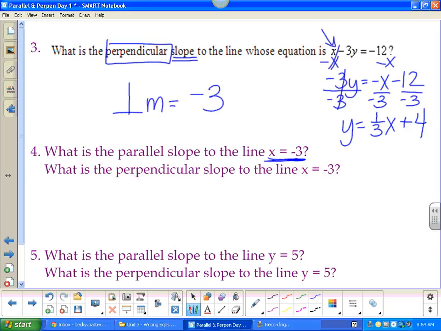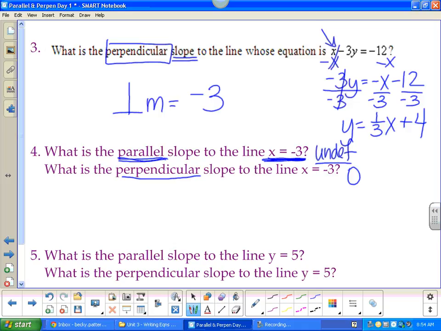What is the slope of a vertical line? Undefined. Well, if I want to be parallel to that, then my slope needs to be undefined. So again, this is a vertical line. Its slope is undefined. If I want to be parallel to it, then my slope needs to be undefined. What is a slope that's perpendicular to an undefined slope, a vertical slope? That would be a horizontal slope, which has a slope of 0.